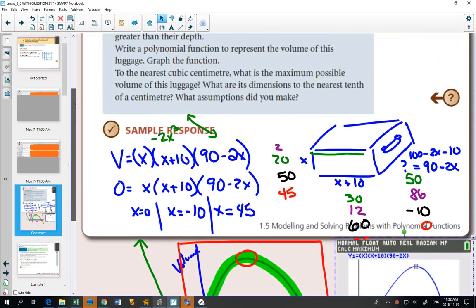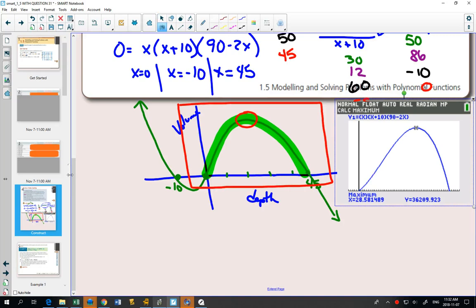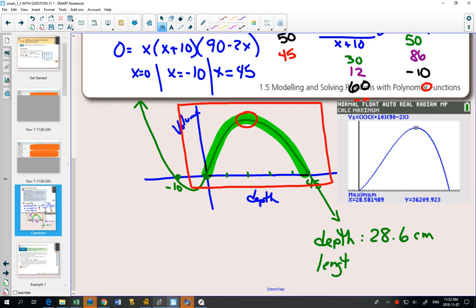Because the question asked in the end, what are the dimensions to the nearest tenth of a centimeter? So we know that our depth is 28.6 centimeters. That means our length is 38.6 centimeters, because you would go plus 10. And our width would be whatever's left, subtracting from 100. So if we do 100 minus 28.6 minus 38.6, it's 32.8.